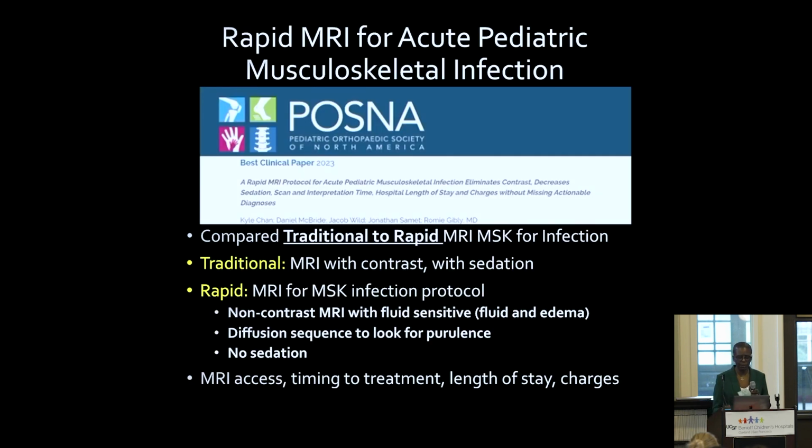So there was this interesting presentation from the Pediatric Orthopaedic Society of North America, which looked at the use of rapid MRI for acute pediatric musculoskeletal infection. What they did was they compared traditional MRIs with sedation, with the standard sequences, with contrast, to a rapid MRI, which basically uses fluid-sensitive sequences to look for fluid and edema, and diffusion sequences to look for purulence, and these were done without sedation.